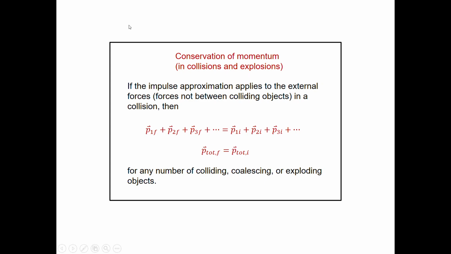Right, so we derived the statement of the conservation of momentum for objects that are colliding, and they also could be coalescing, that means sticking together, or a single object could be exploding into pieces. And conservation of momentum says that in those kinds of collisions, the total initial momentum is equal to the total final momentum, as long as initial is just before the collision and final is just after the collision, and we have a very quick collision. That means that the impulse approximation applies.